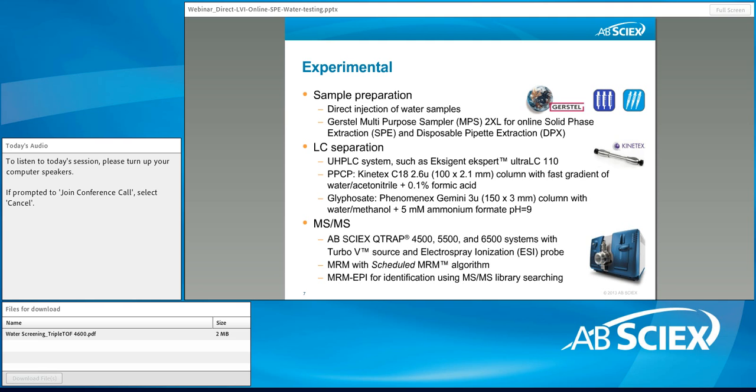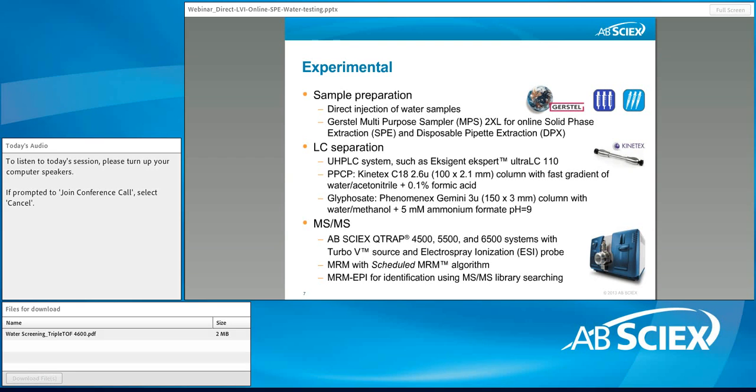We use different UHPLC systems for the analysis. The one we used was the Exigent Expert Ultra LC 110. The kinetics column, which is mentioned here, was used for PPCP analysis. For glyphosate, where I want to show you data, we used a Phenomenex Gemini column and a more tricky buffer with very high pH. And then for the different type of experiments, we use different mass spectrometers, all the way from the 4500 system to the 6500 system.